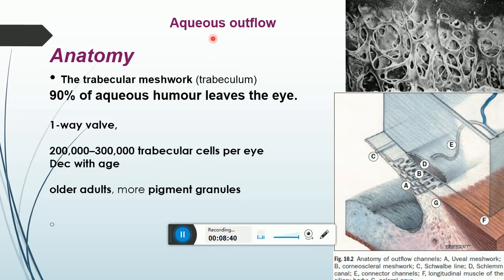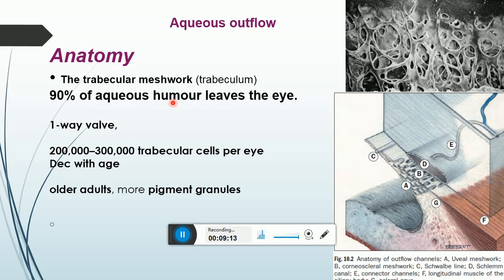Now the aqueous outflow is through the trabecular meshwork. The study of the trabecular meshwork is very important because the most common surgery, trabeculectomy, is related to it, and other new glaucoma management technologies also intervene in the trabecular meshwork, like the Ahmed valve and a lot of other valves that are now produced.